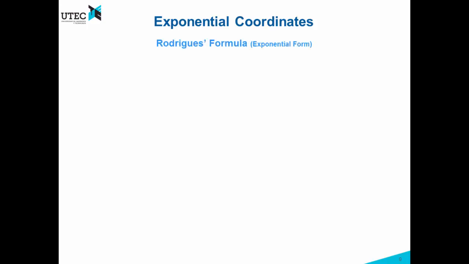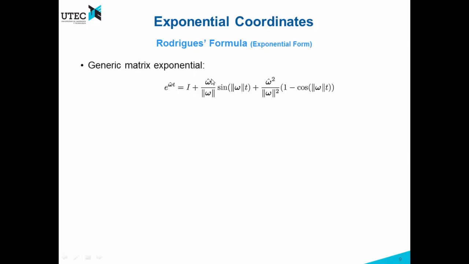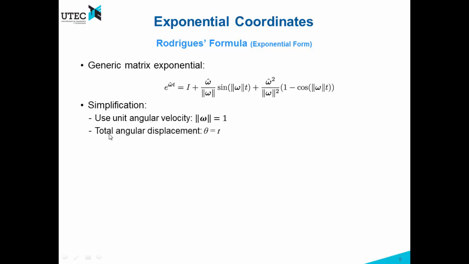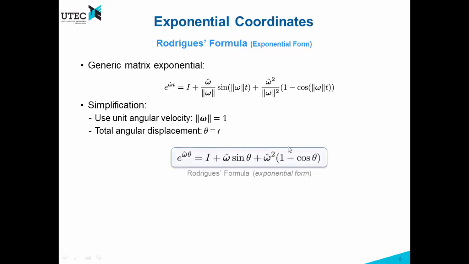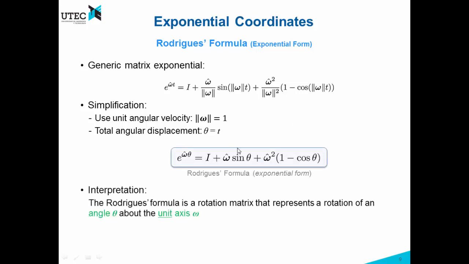Let's see now the Rodriguez formula in exponential form. We have seen this matrix before. Now we're going to see a simplification. If we use the unit angular velocity, and if we call the total angular displacement theta, which will be equal to t, then this expression can be simplified because this will be 1, this will be 1, this will be 1, and this will be 1. So we'll have just this. And this is called the Rodriguez formula, but you have to recall that the axis is unit. So the Rodriguez formula is a rotation matrix that represents a rotation of an angle theta about the unit axis omega. It's important to see that this is a unit axis omega.